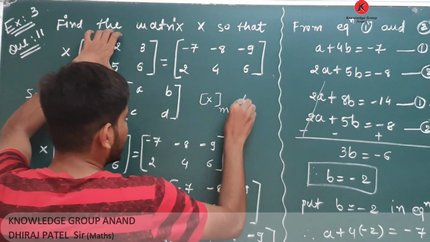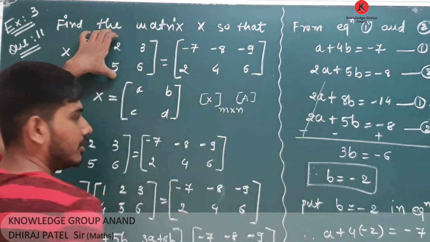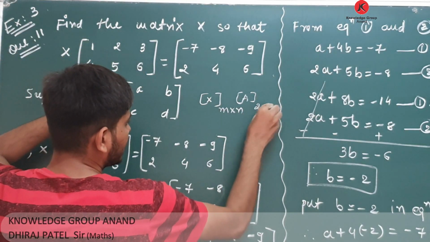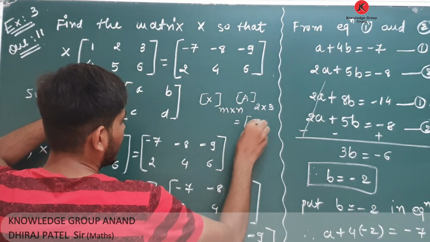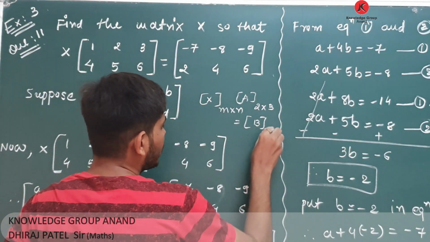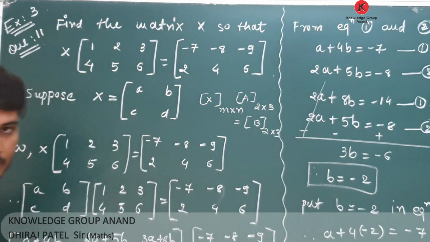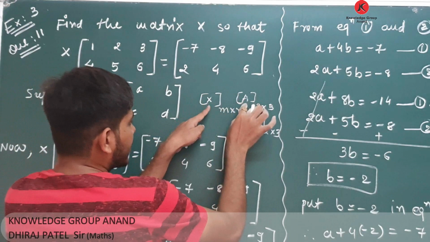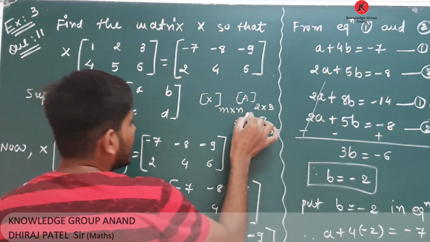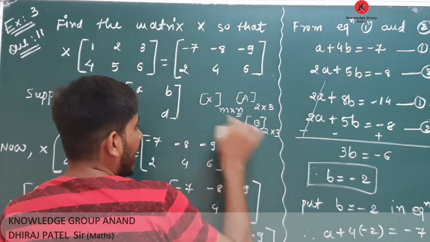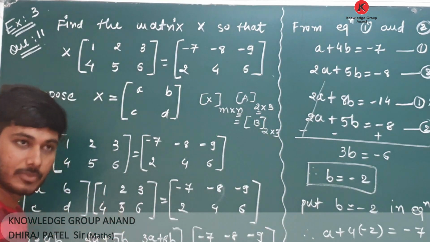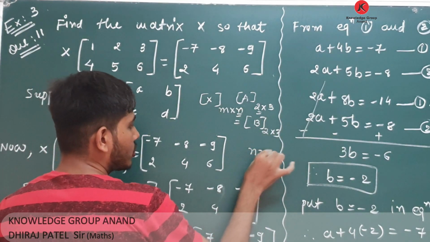Now, I am considering this matrix as matrix A of order 2 by 3, and this matrix as B of order 2 by 3. Now see here. If the multiplication of these two is possible and matrix B is obtained, then the number of columns of matrix X and the number of rows of matrix A must be the same. Therefore n equals 2.